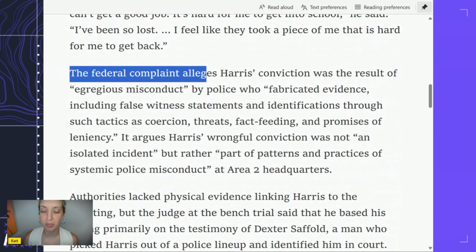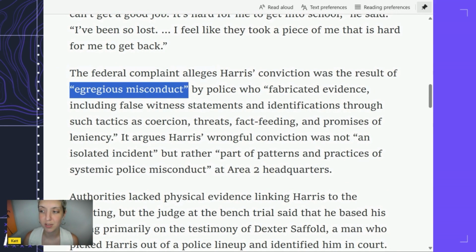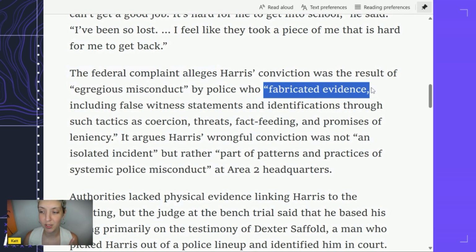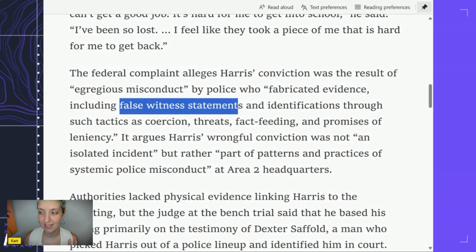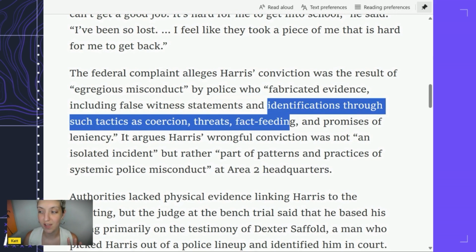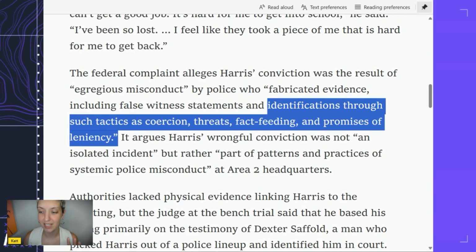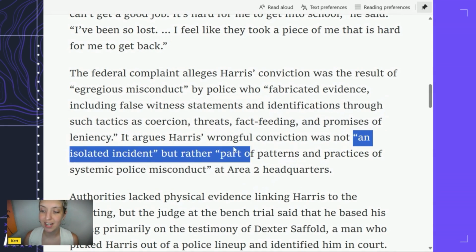Now, what is his federal complaint alleging? Well, Harris is alleging that his conviction was the result of egregious misconduct by police who fabricated evidence, including false witness statements and identifications, through such tactics as coercion, threats, fact-feeding, and promises of leniency. It argues that Harris's wrongful conviction was not an isolated incident, but rather part of patterns and practices of systemic police misconduct at Area 2 headquarters. Because remember, this is in Cook County.